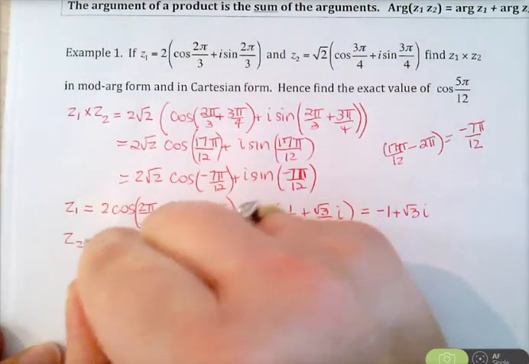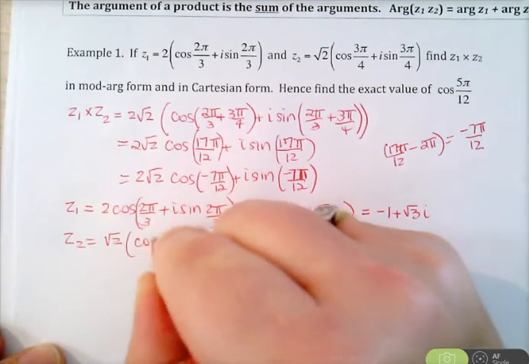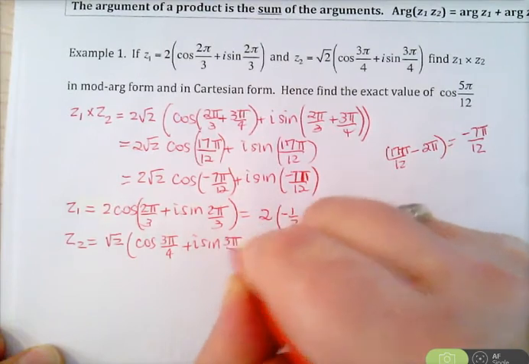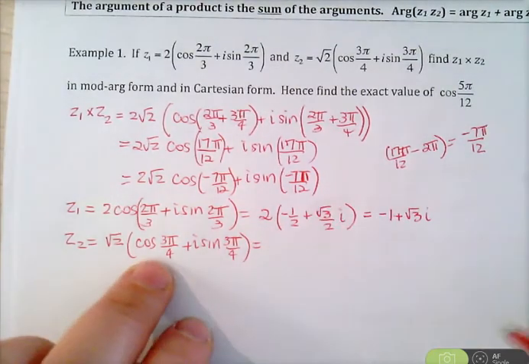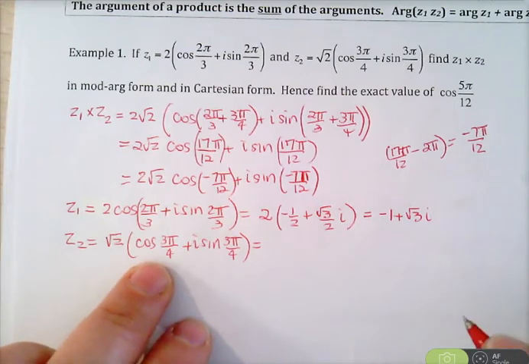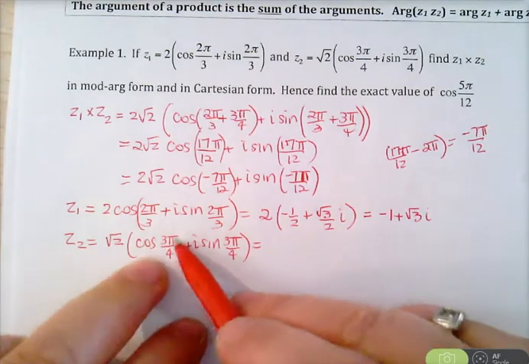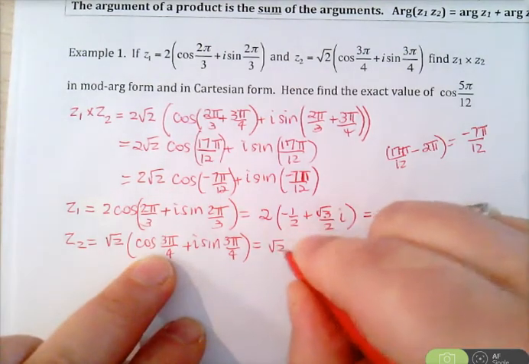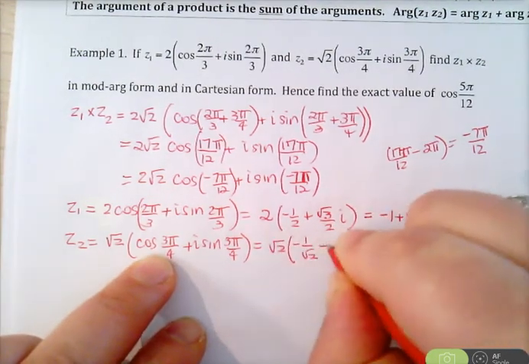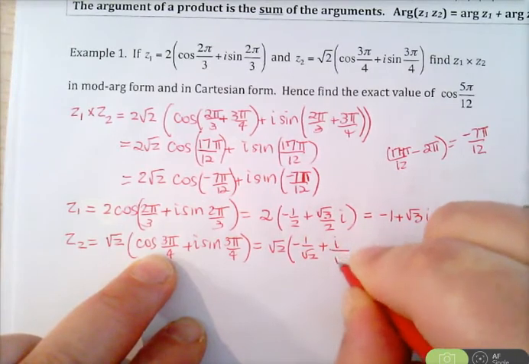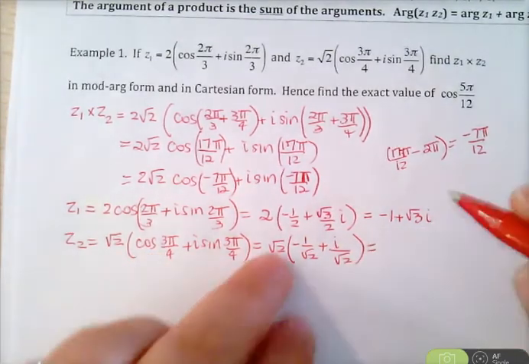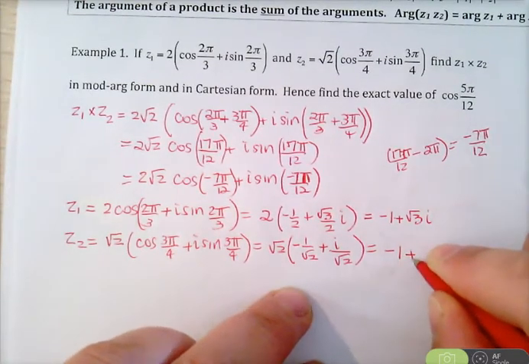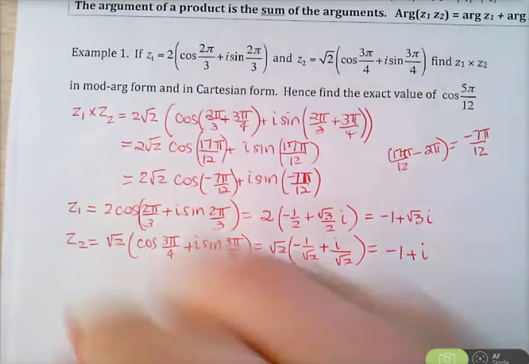Our second complex number, Z2, is √2(cos 3π/4 + i sin 3π/4). And 3π/4 is 135 degrees. This is the same as minus cos 45° and the same as sine 45°. So this will be √2(-1/√2 + i times 1/√2). Multiplying through there, we get -1 + i.